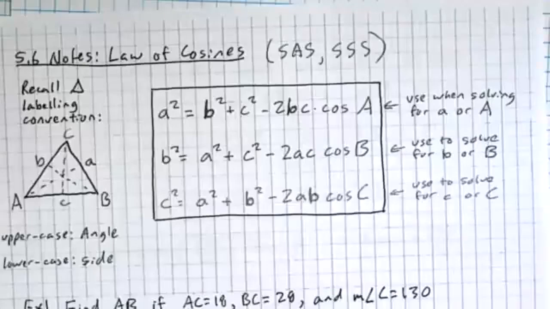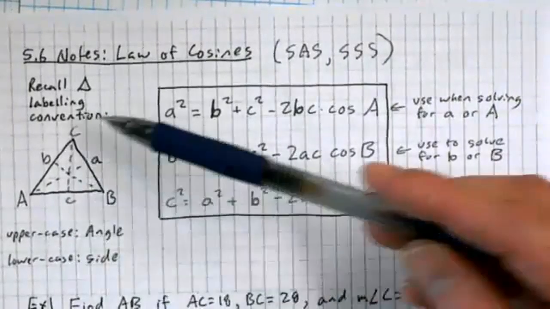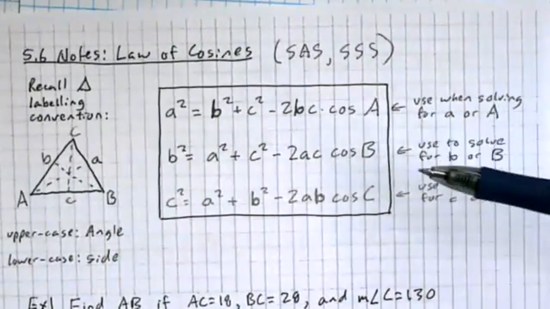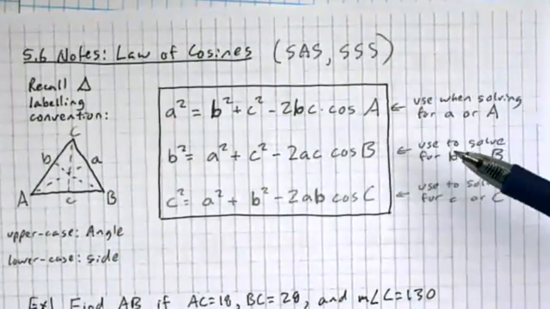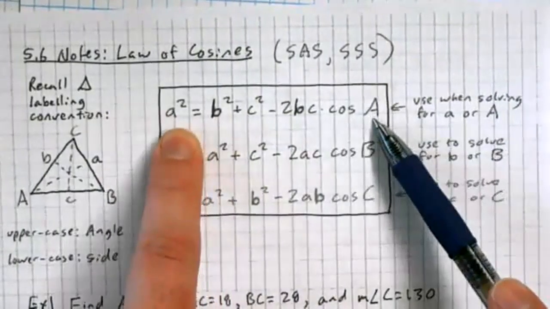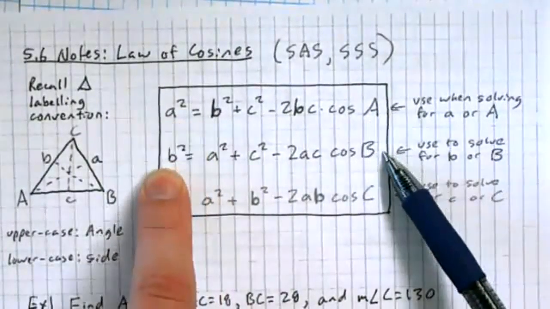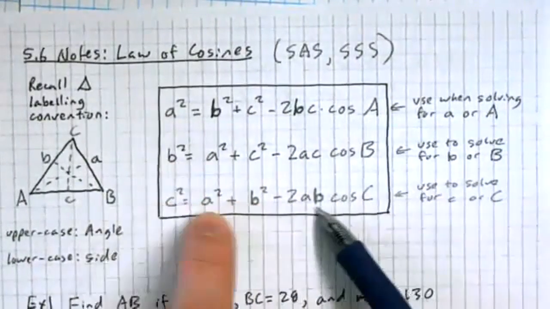Okay, so we got our three equations, and remember uppercase, lowercase. Lowercase is your sides, uppercase is your angles. You don't have to have these memorized, but should you ever have to memorize them, the thing that I remember is I remember the form, and I remember that if it starts with A, it ends with A. If it starts with B, it ends with B. If it starts with C, it ends with C. And then everything else in between are your other two letters.